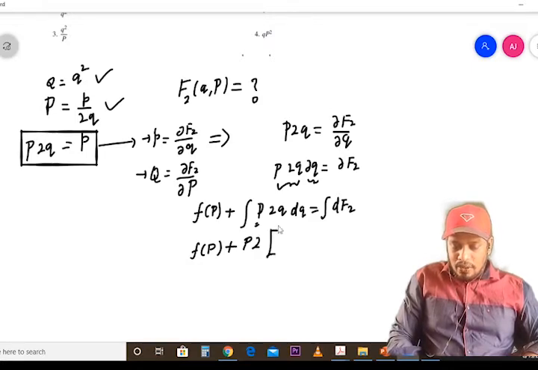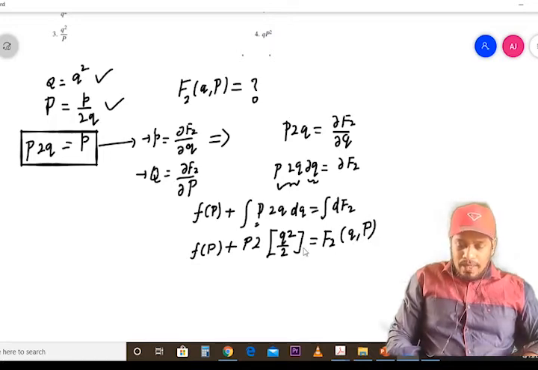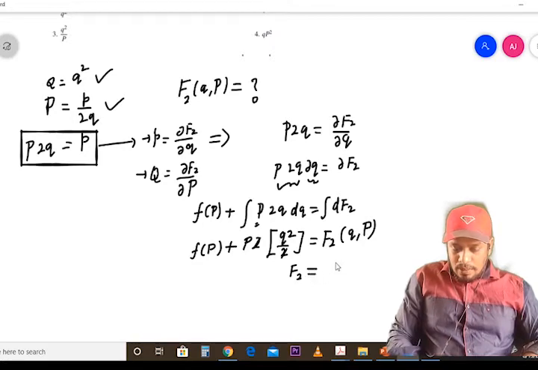So if you are integrating q dq, it will give q²/2. That is the integral value. Suppose you are taking the right hand side integration, it's a function of F2. F2 is a function of the new momentum coordinate and the old position coordinate. So the final 2 you can cancel. For the final form of F2, you can just reverse the equation: F2 will be equal to P q² plus f(P).